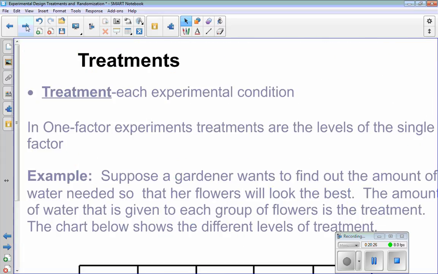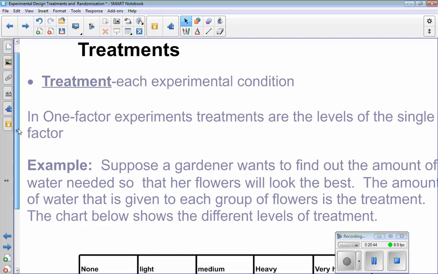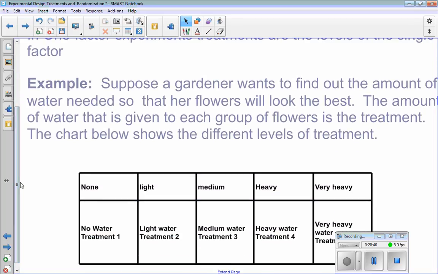Okay? All right. So, let's go ahead and look at an example of an experimental situation. Here's an example of a one-factor experiment. And I'm a gardener. I actually like gardening, believe it or not. I know I don't look like I do, but I do. I like to grow all kinds of things.